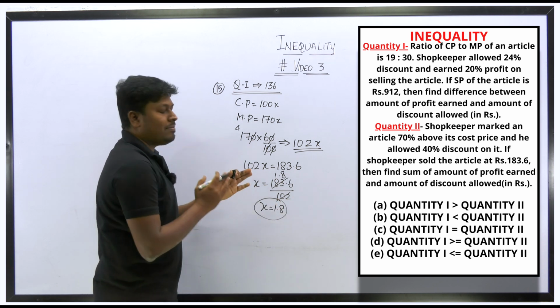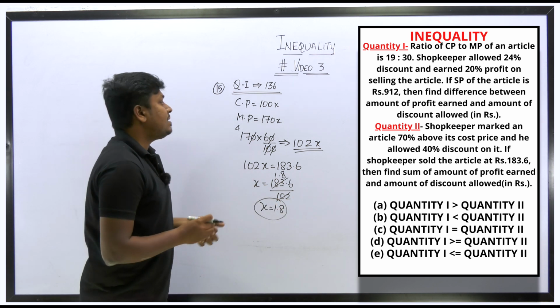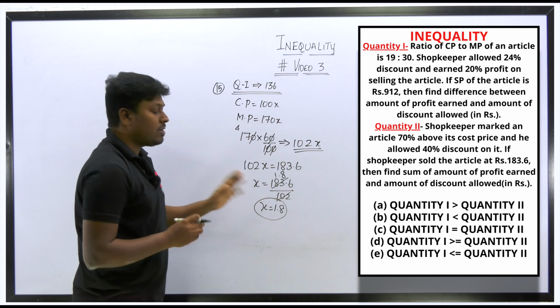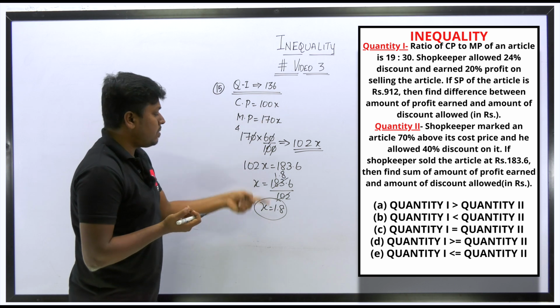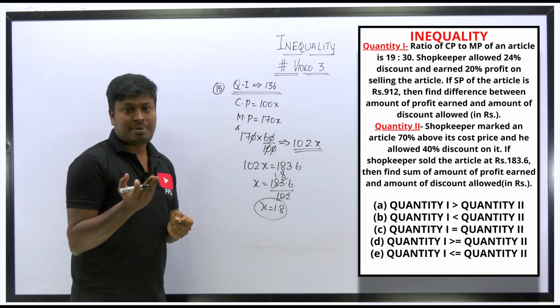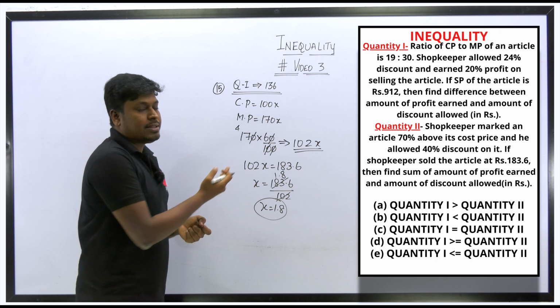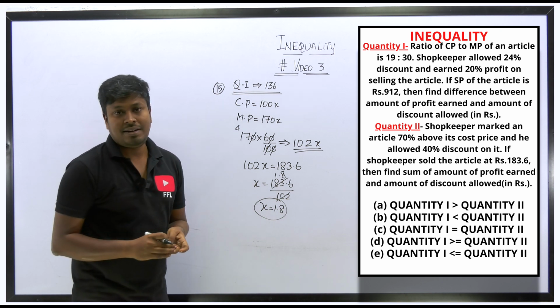Finally, by finding the value of x, it is easy to find what the cost price and the marked price will be. Because we know x is equal to 1.8. If you multiply 100 into 1.8, the resultant will be the cost price. And 170 into 1.8, the resultant will be the marked price. So it is easy to find every value.